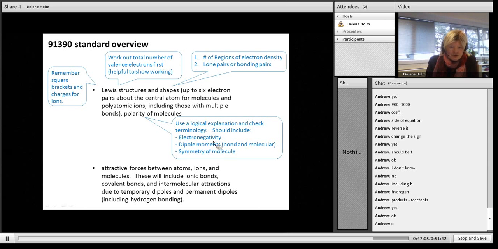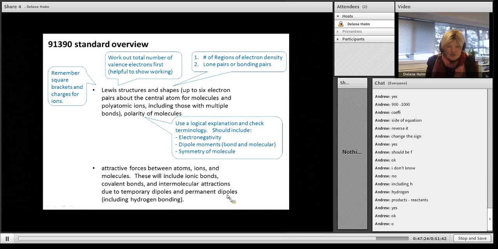So, difference in electronegativity, then you talk about the bond dipoles, and then you talk about the symmetry of the molecule and whether those bond dipoles cancel out or not. So it's important you talk about all 3.